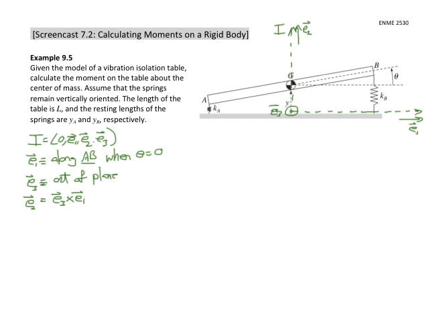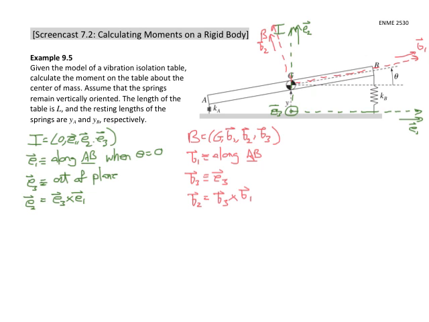Then we'll apply a body frame that's attached to the table. Its basis vectors are B1, B2, and B3 with an origin at the center of mass. B1 is along AB, B3 the same direction as E3, and then B2 is the cross product of B3 and B1. And then to finish the relationship between these reference frames, we have the angular velocity of frame B as observed in frame I is equal to theta dot in the B3 direction, and then we have our transformation table between the 2 bases.